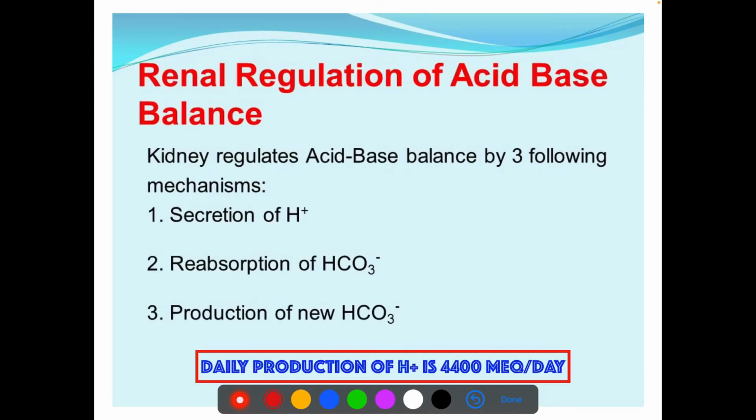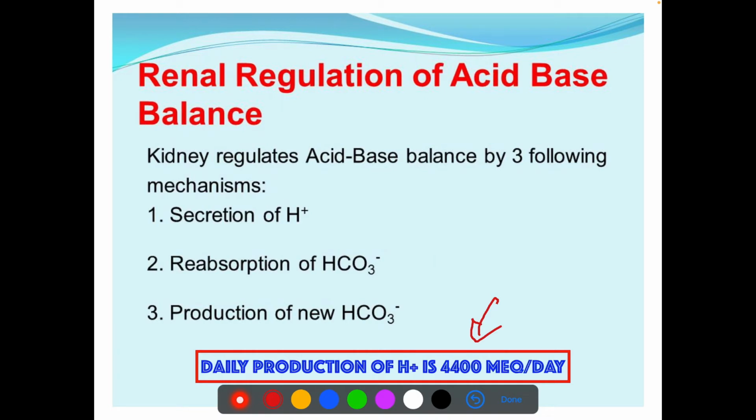Then, by various metabolic reactions occurring in our body, so much H plus or acid is produced in our body. It comes to approximately 4,400 milligrams per day, and the kidney will help to maintain this. If this much H plus remained in our body, we would become acidic in no time.